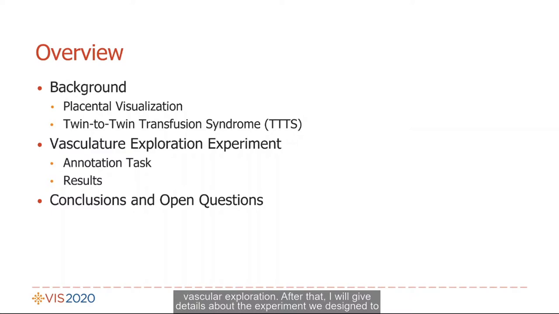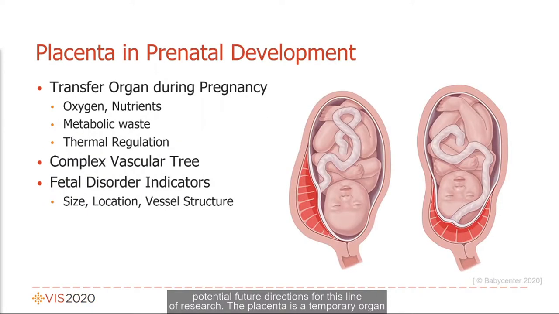After that, I will give details about the experiment we designed to evaluate whether virtual reality is an effective tool to facilitate this vasculature exploration. After discussing our collected results, I will finish up with our conclusions and the potential future directions for this line of research. The placenta is a temporary organ that develops during pregnancy.